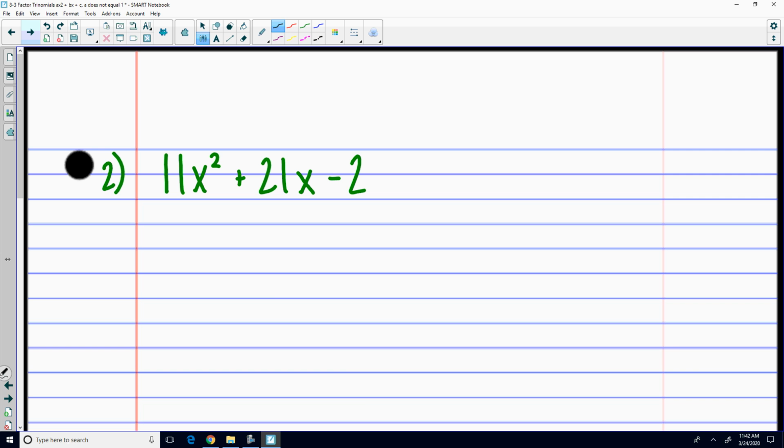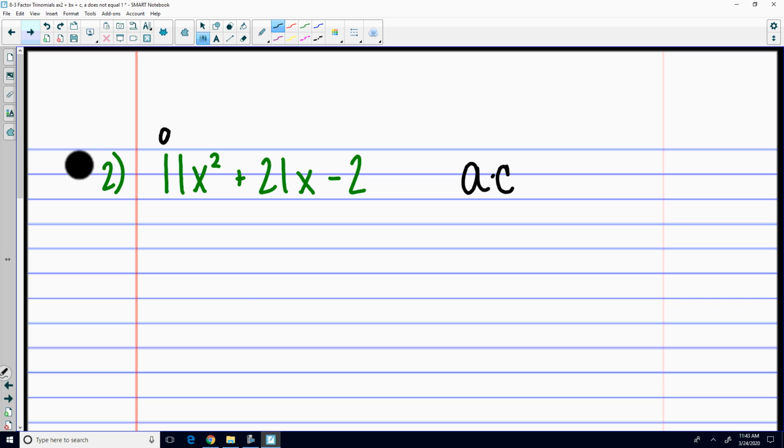11x squared. So the first thing I should actually have said was check that it's in order, and it is. I've got an x squared and x and just a c, no variable. So since it's in order, I'm going to figure out what a times c equals. Remember, this is a, b, and c. All right, so I've got 11 times negative 2. That gives me negative 22.